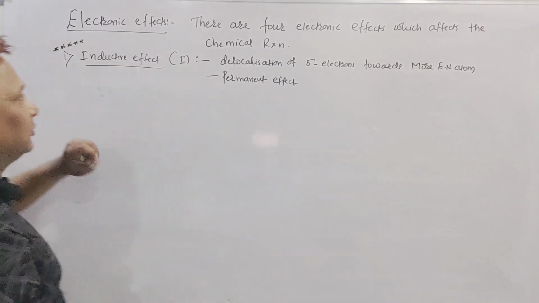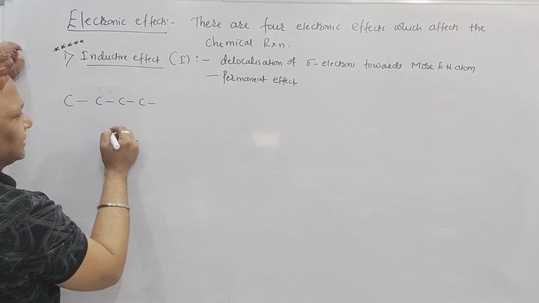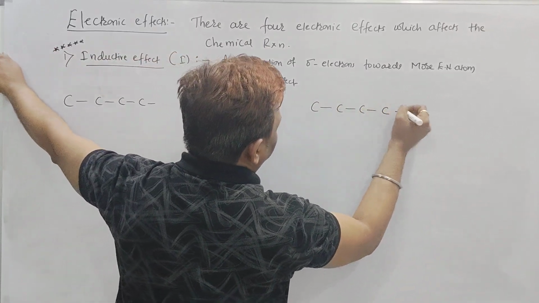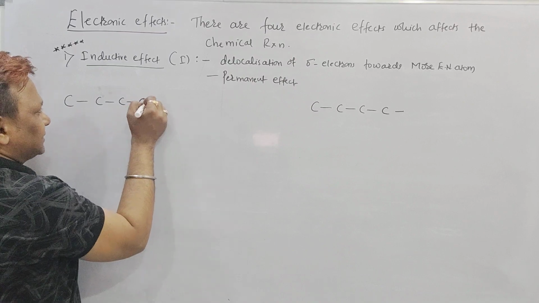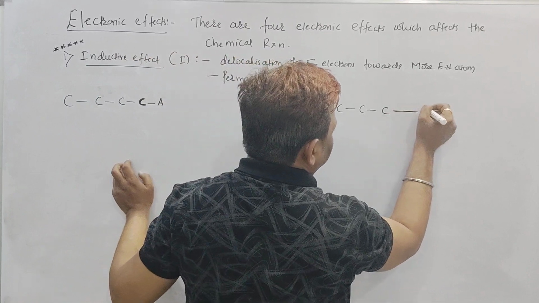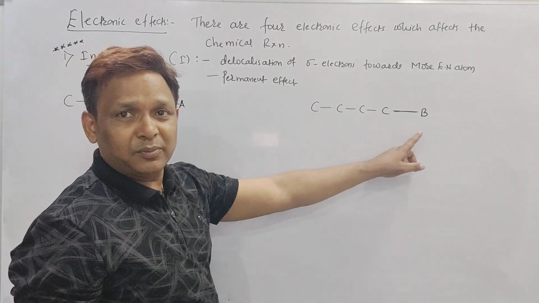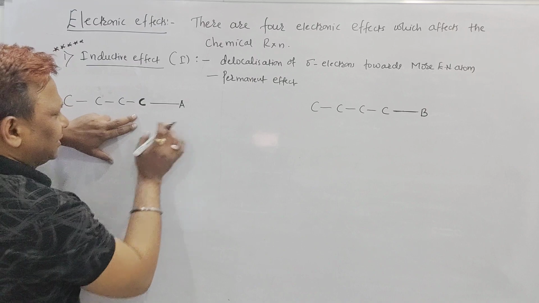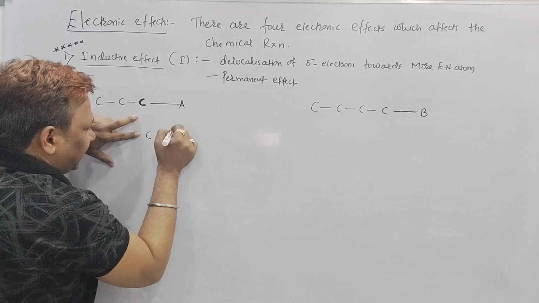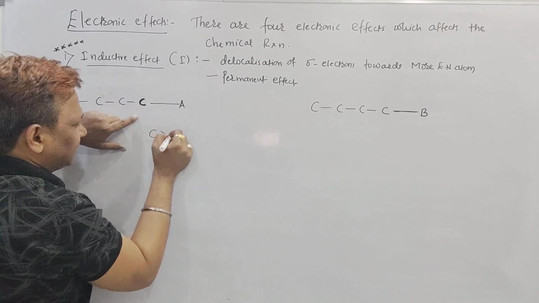I want to show an example for you. See beta, inductive effect. Let us consider I am having here 4 carbons, 1, 2, 3, 4 carbons are there. Let us say this carbon is bonded with A, and let us say this carbon is bonded with B. It was seen that the electronegativity of B is greater than A. It is just an example you consider here. Electronegativity of B is greater than A, beta.